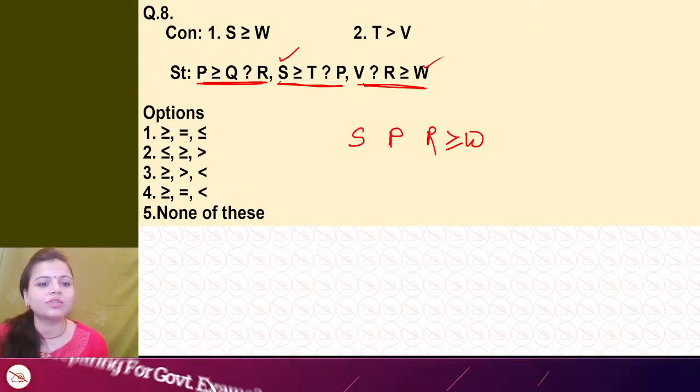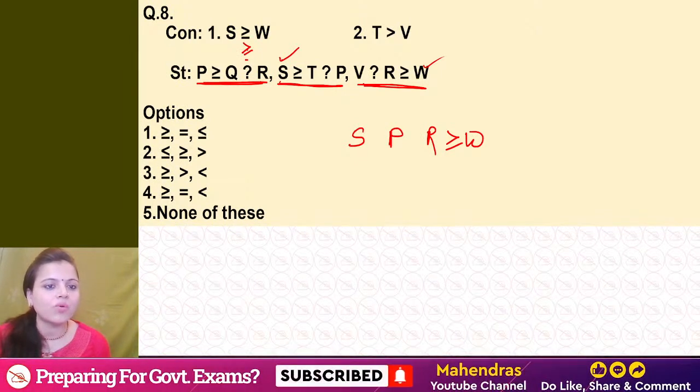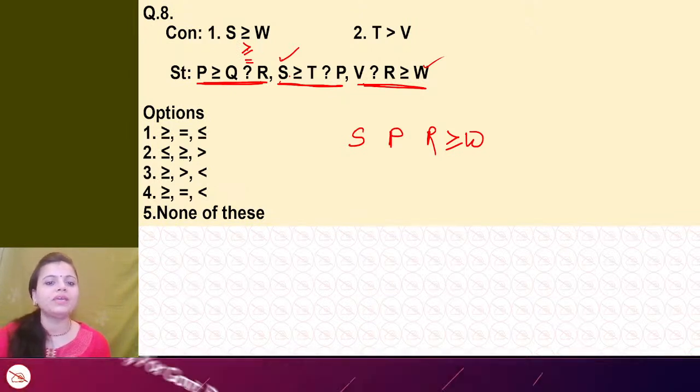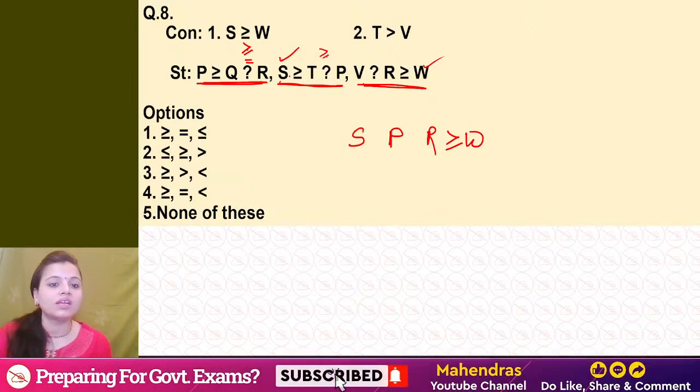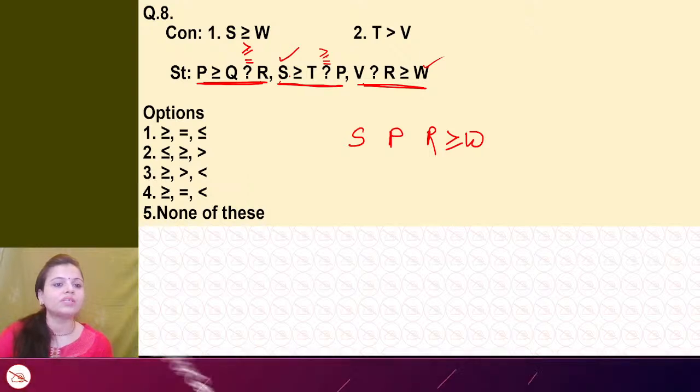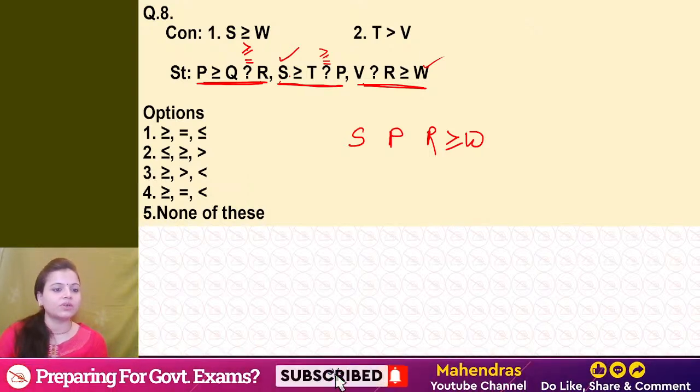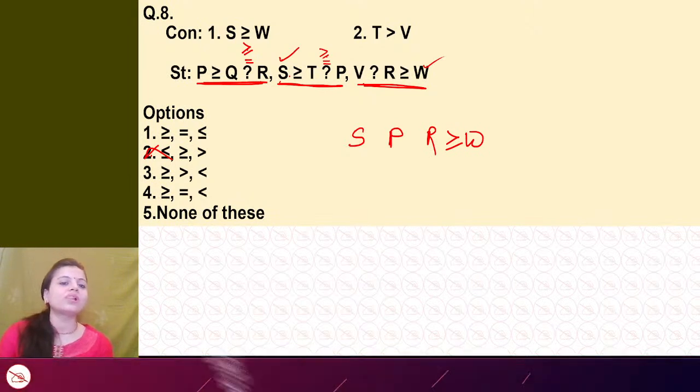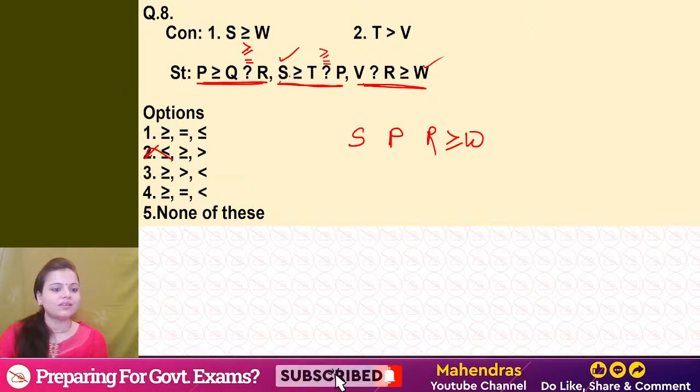So how can you relate P and R? You can put greater than or equal to, right? And S with P, again greater than or equal to. In the first case we need a greater than or equal sign. Greater means option 2 is wrong. And second, again you need a greater than or equal sign. Second, greater is wrong.